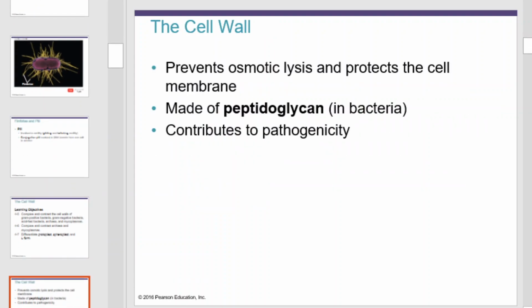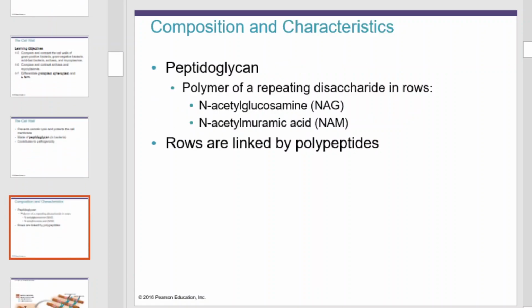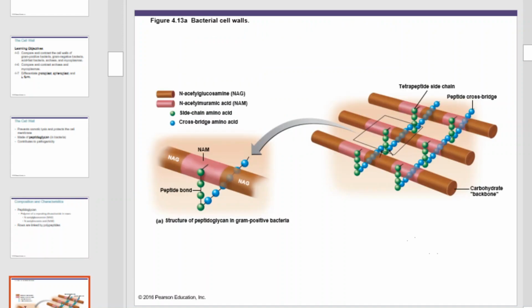The cell wall. In prokaryotes, the cell wall prevents osmotic lysis and protects the cell membrane. In prokaryotes, it is made of peptidoglycan, and it can also contribute to pathogenicity. Peptidoglycan is a molecule or polymer of repeating disaccharide rows with N-acetylglucosamine and N-acetylmuramic acid at its base. The rows are linked by polypeptides in a fashion illustrated here.